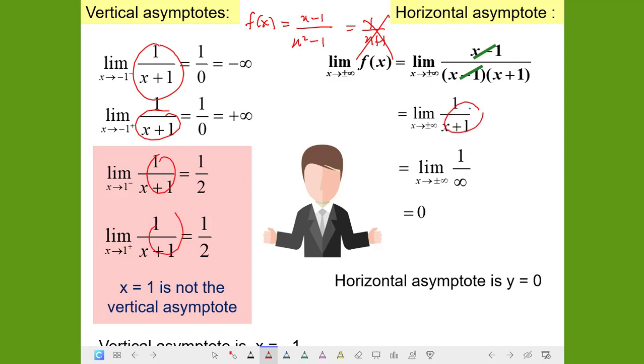And here also, either you divide with the highest power or simplify and get just 1 over x plus 1, and it's easier for you to manage and find the answer.